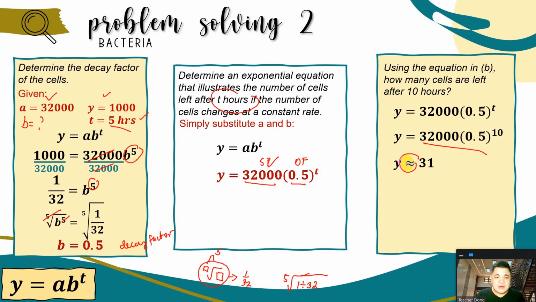So 31.25 is approximately 31. We are talking about bacteria. We cannot actually split a single bacterium into half or into a quarter. That's why you need to round it to the nearest whole number. So the final answer is we have 31 bacteria after 10 hours.